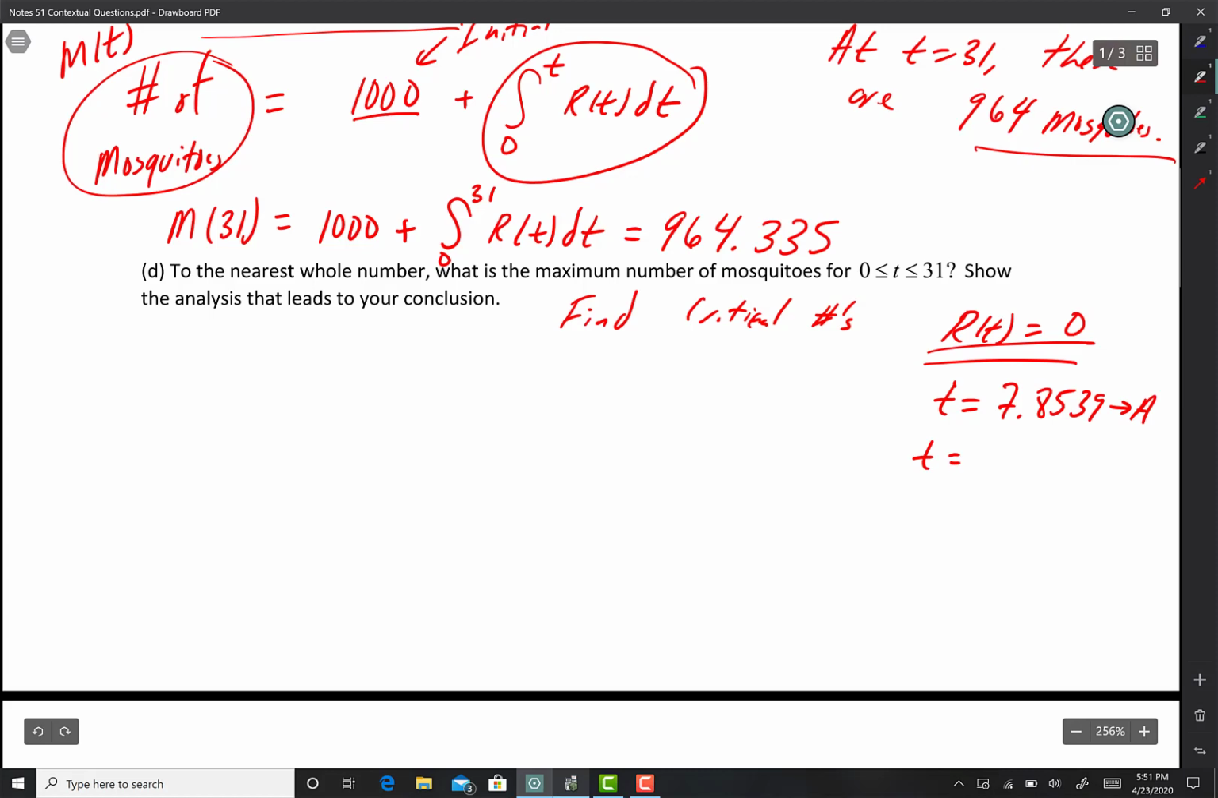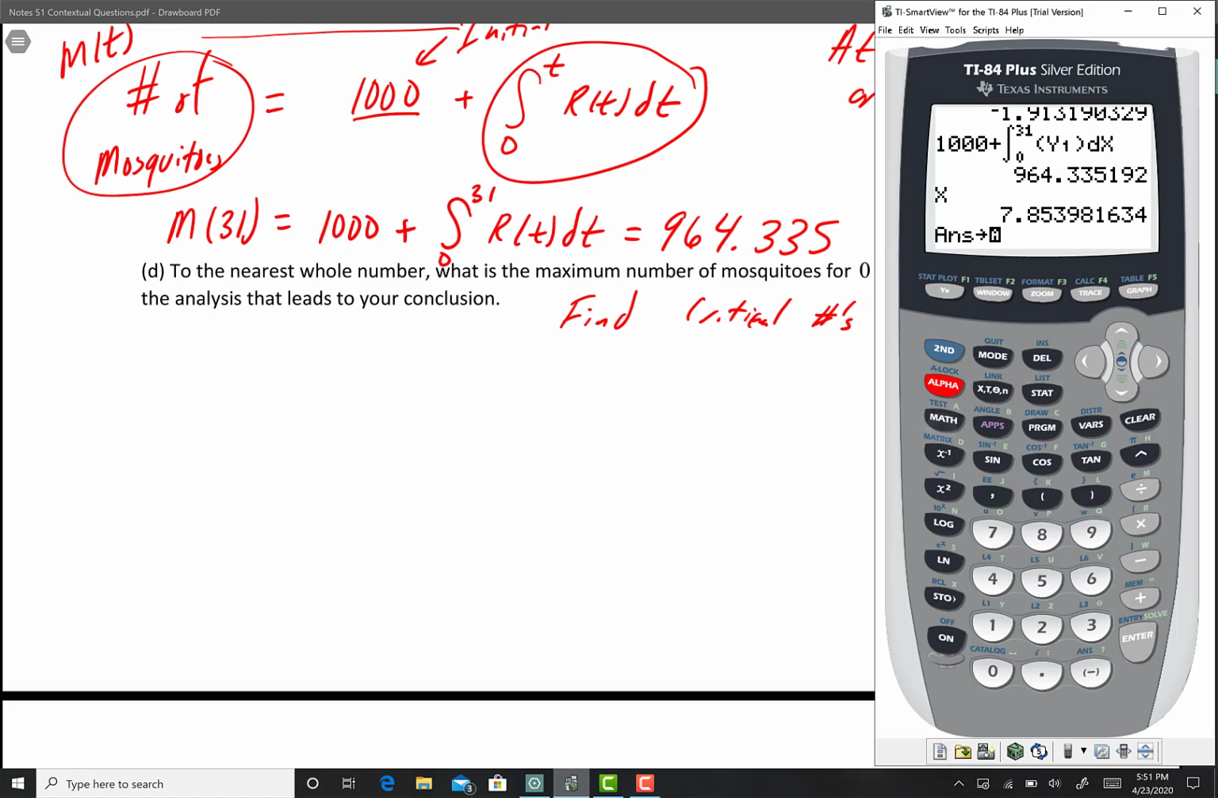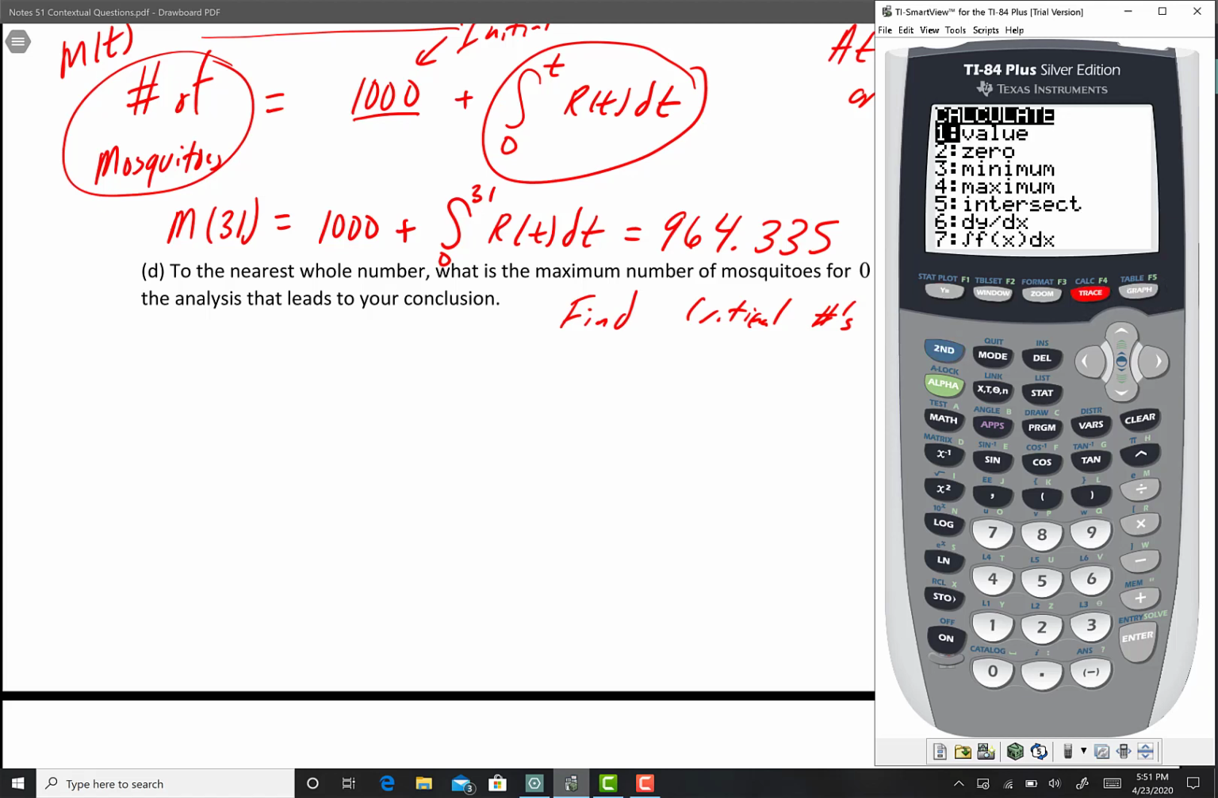I'm going to store that to A. Before I continue, guys, I hope I'm not complicating things here. I'm going to go X, enter, and there's that value. Store alpha A. So there it is, stored in A. And I'm going to find the other one, guys. I'm not going to use it to calculate anything, but I'm going to find it. Second calculate, number 2, zero, left bound. No, scroll to the right.